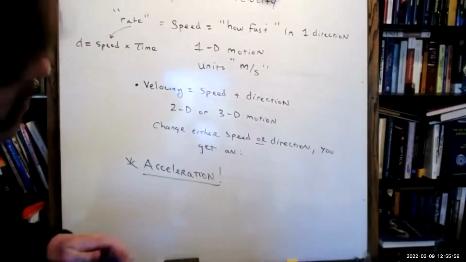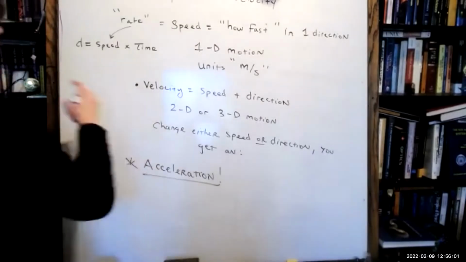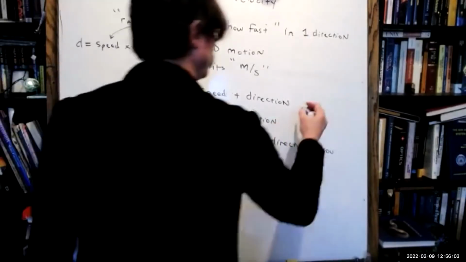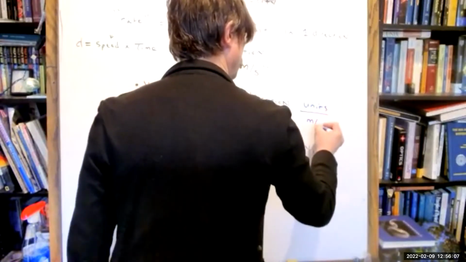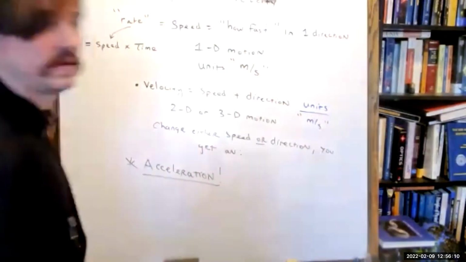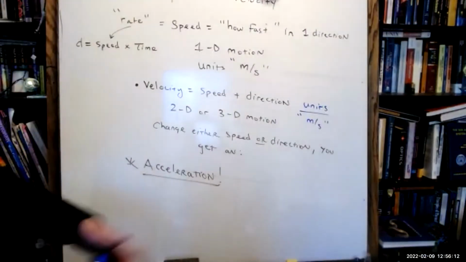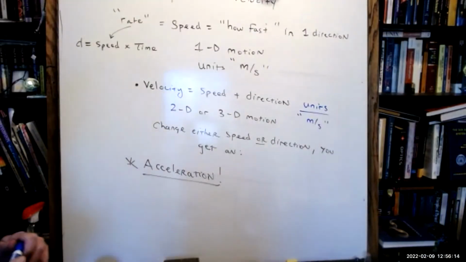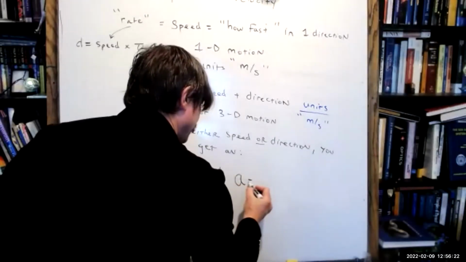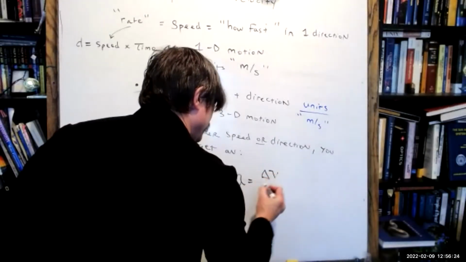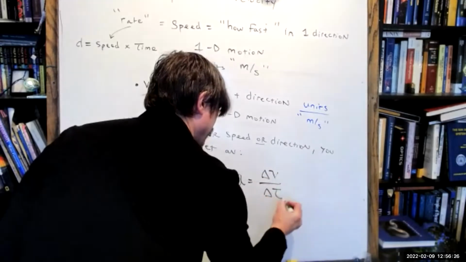Now, let's also make note here that velocity has the same units as speed, meters per second. The direction just adds a little bit of extra information. Acceleration does not have the same units as velocity or speed. And acceleration is defined as a change in velocity with respect to time.